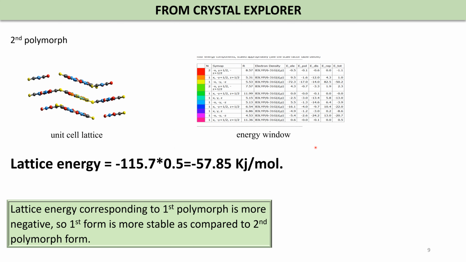And then we calculated for the second polymorph. This is the unit cell lattice for the second polymorph, and this is the energy window obtained. And then by calculation we obtain the lattice energy as minus 57.85 kilojoule per mole. As we can see, the lattice energy of the first polymorph is more negative. And we know the more negative the lattice energy, the more stable the polymorph. So the first form will be more stable as compared to the second polymorph form.